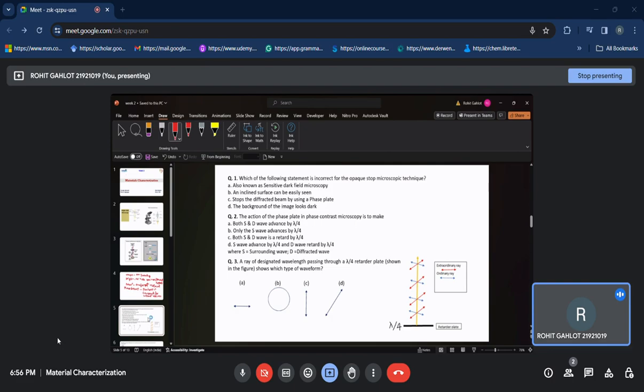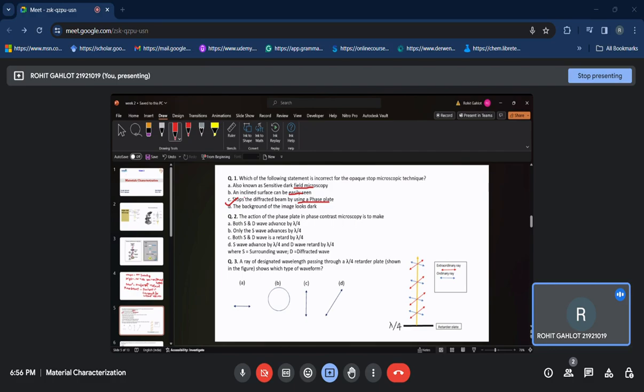So which is the incorrect one? So this is also known as the sensitive dark field microscopy. This is true. An inclined surface can be easily seen. Stops the diffracted beam by using a phase plate. No, this is not true, because this is for some other microscopy. And then D, the background of the image looks dark. No, yeah, that is also true.